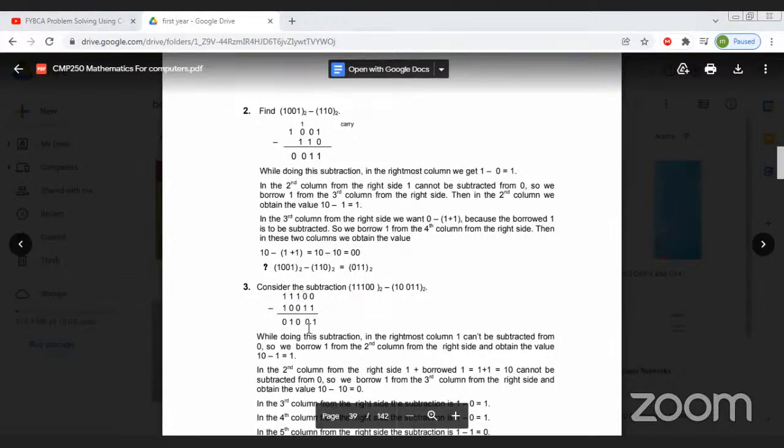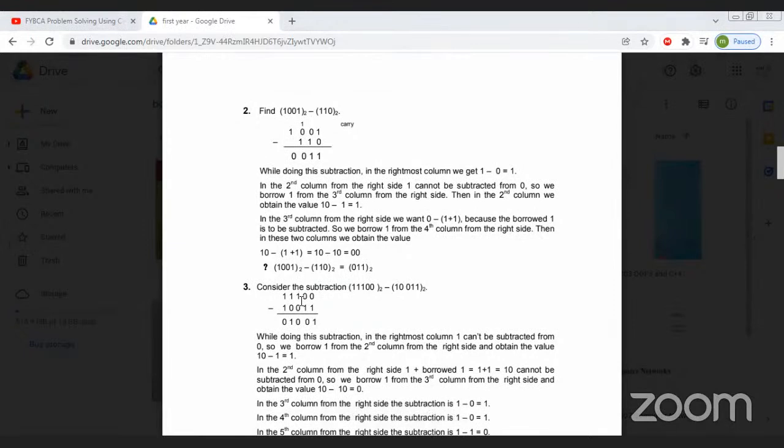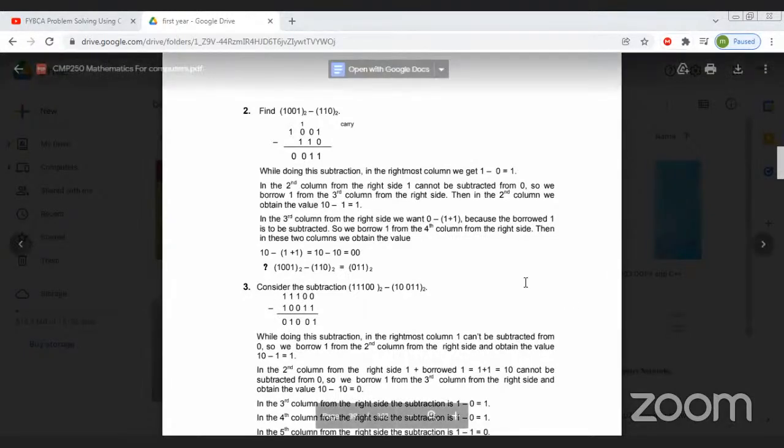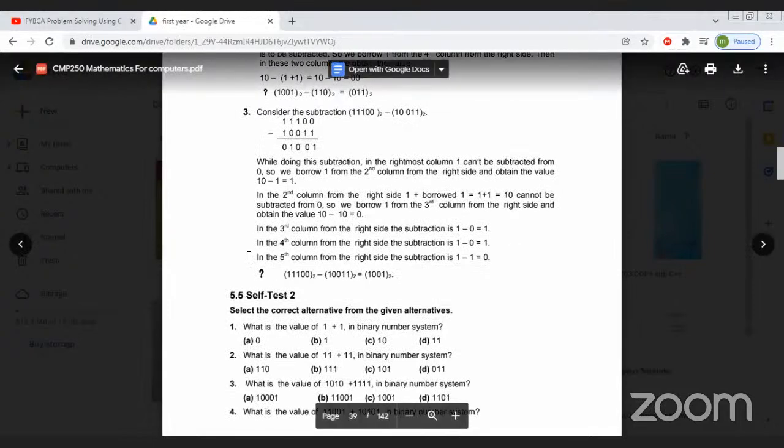So 1 minus 1 is 0. Again, here we had 0. So 0 minus 0 is 0, 1 minus 0 is 1, and 1 minus 1 is 0. Below they have given you how to solve it.